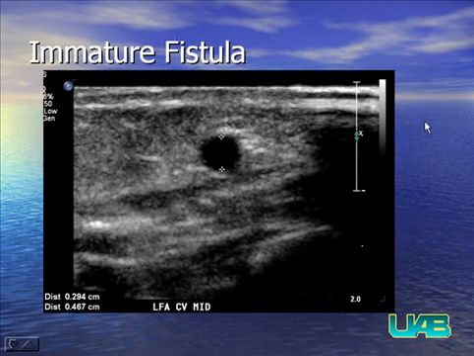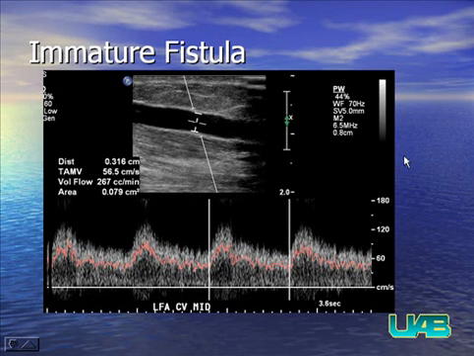Now comparing this patient to an immature fistula, the diameter of this fistula is 2.9 millimeters, so less than the 4 millimeter cutoff. It is not too deep, but notice when we look at the volumetric flow, we only have a volume flow of 267 milliliters per minute.